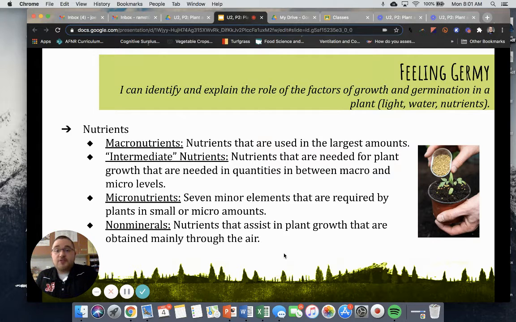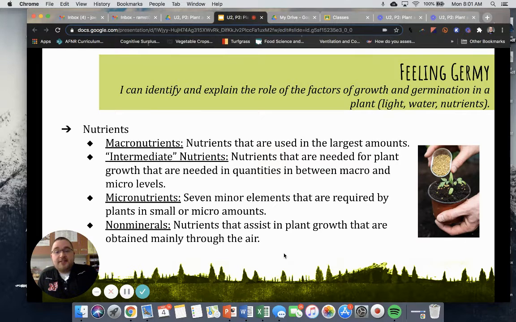Macronutrients are nutrients that are used in the largest amount. So kind of think of a Big Mac. So macronutrients, big amount. Nitrogen, phosphorus, and potassium are the three major macronutrients that we're going to talk a lot about here in the coming weeks and months and the rest of the semester.